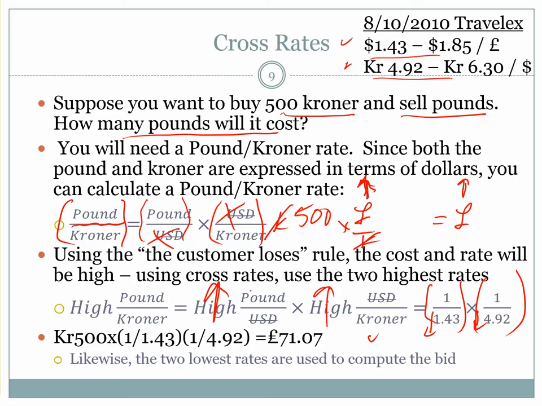Now if this problem were stated a little bit differently, how many pounds would you receive for 500 crown? Then it would be the low exchange rates. So I do 1 over the high, 1 over the high.